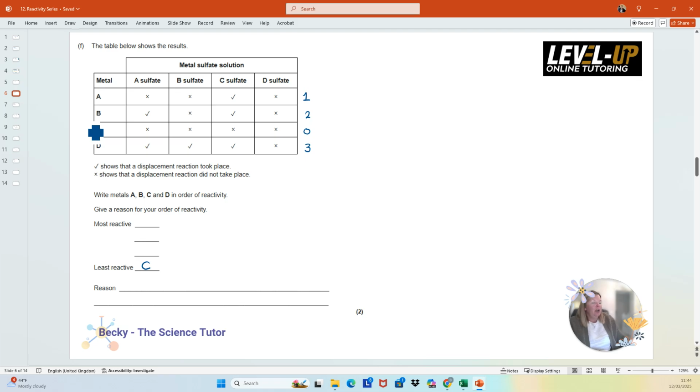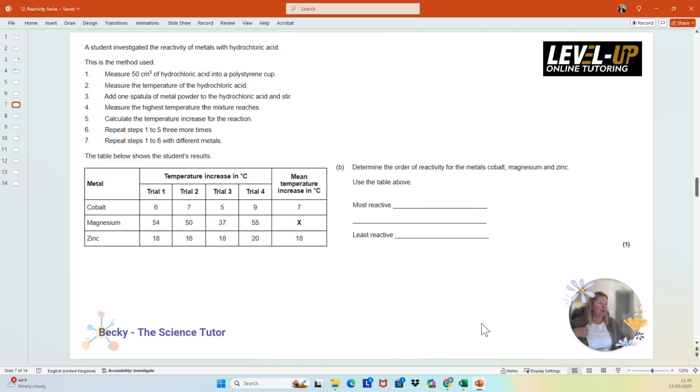Okay, so if we go from C, 1 reaction then was A, 2 reactions was B, and D had 3 reactions, therefore it was the most reactive. Okay, so again, typical questions, it is just analysing, checking your analytical skills. Can you use that information to deduce that reactivity?